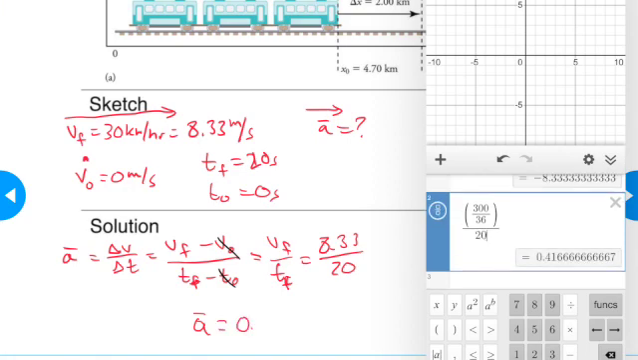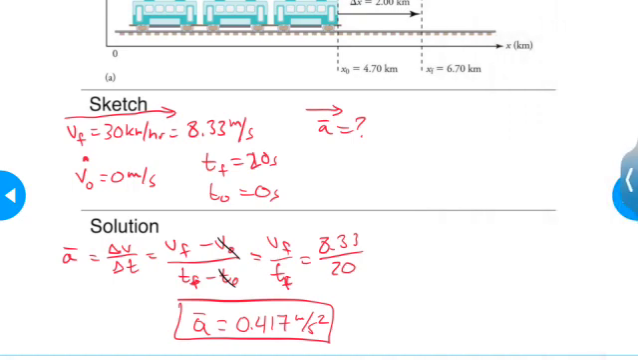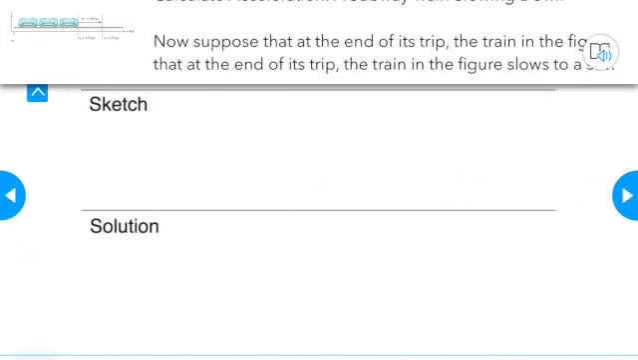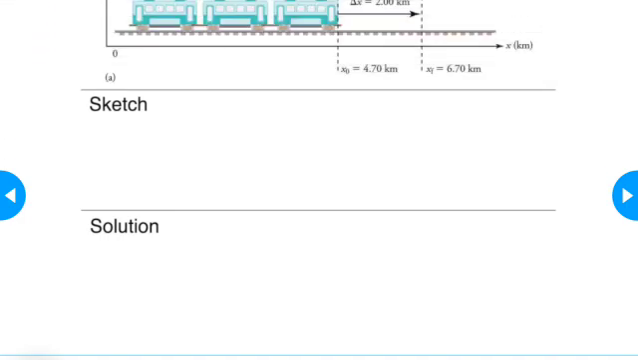Divide by 20 is 0.417 meters per second squared. There's our answer. So again, we did get a positive acceleration as we should have. It is moving to the right and accelerating to the right. So there we go. Now this next problem, still looking at acceleration. This time it is slowing down.